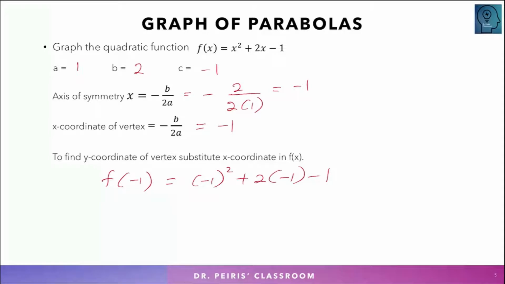Then you can simply simplify it. Negative 1 squared is 1, plus 2 times negative 1 is minus 2, minus 1. This equals negative 2. So we found the vertex as negative 1 comma negative 2. That is the vertex. So we found the axis of symmetry and the vertex here.